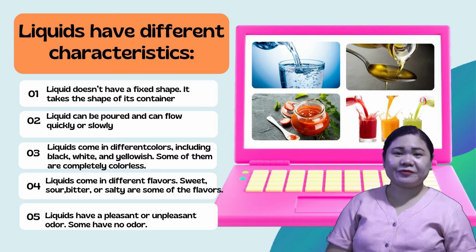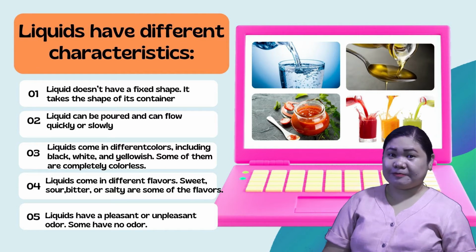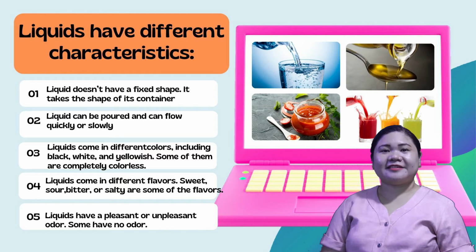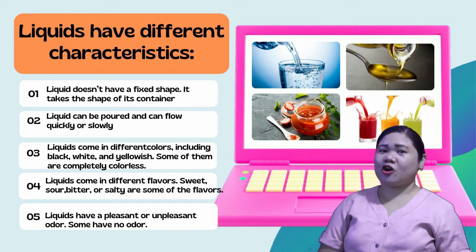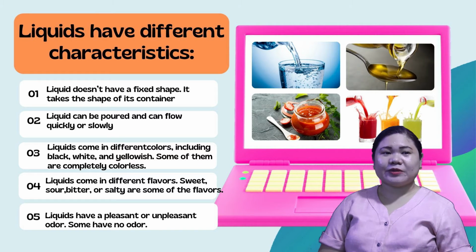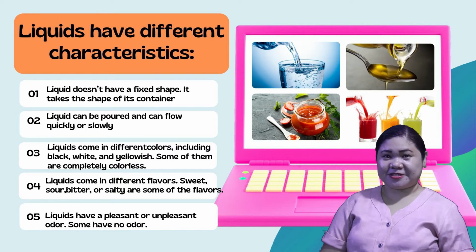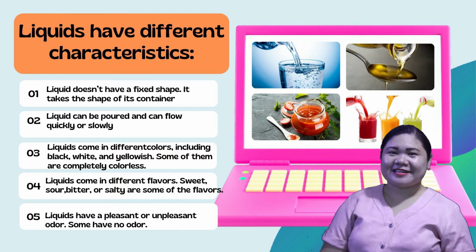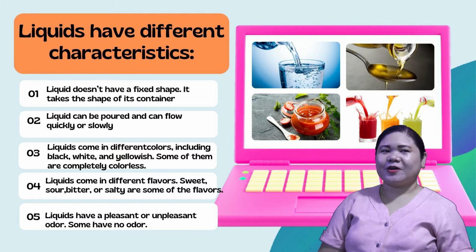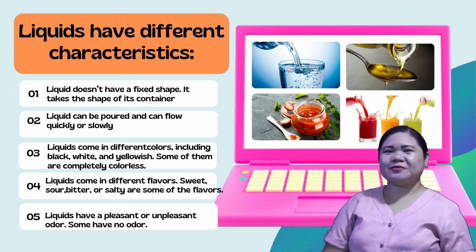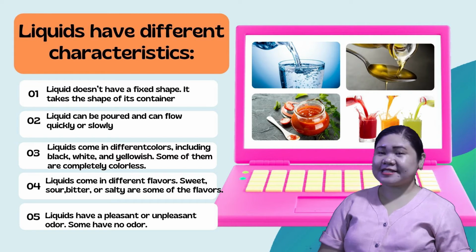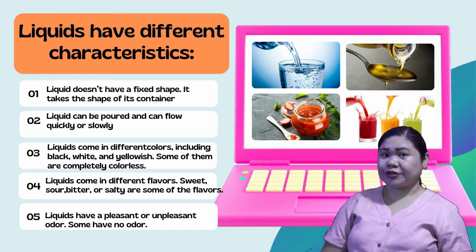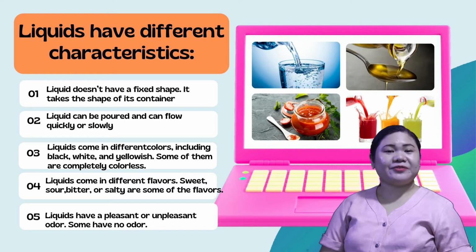Liquids come in different colors, including black, white, and yellowish. Some of them are completely colorless, and liquids come in different flavors. Sweet, sour, bitter, or salty are some of the flavors. Liquids have a pleasant or unpleasant odor. Some have no odor.